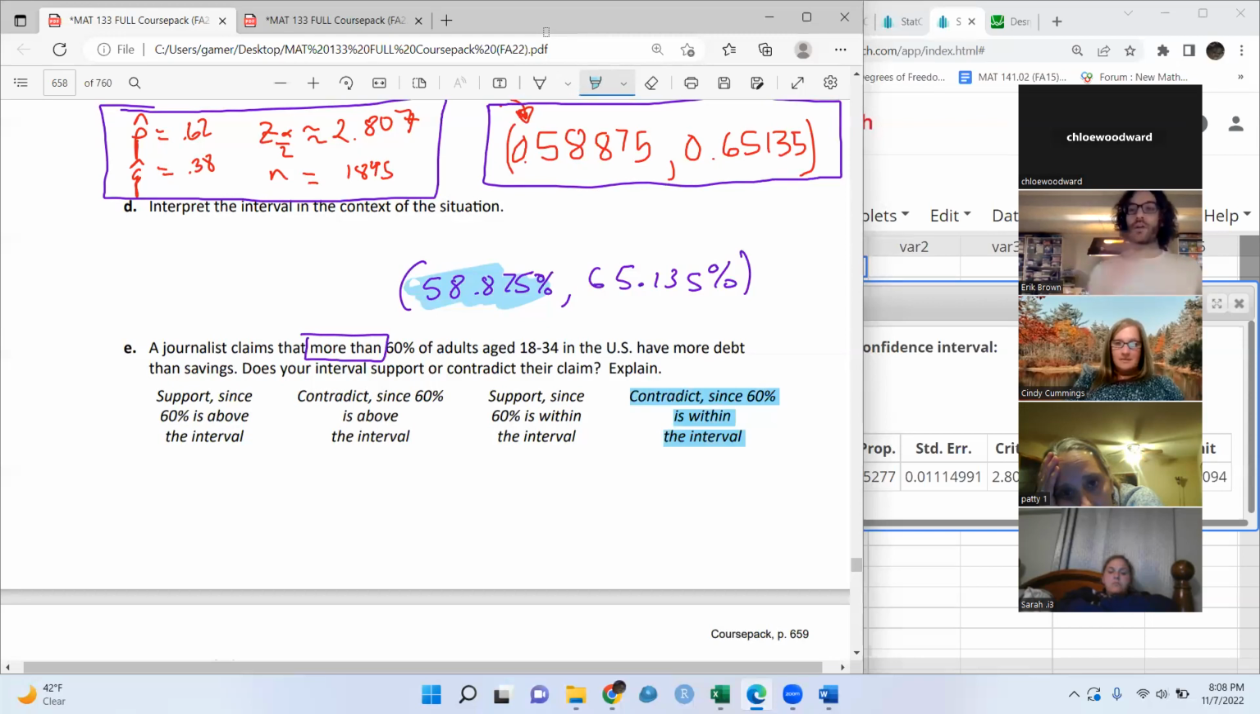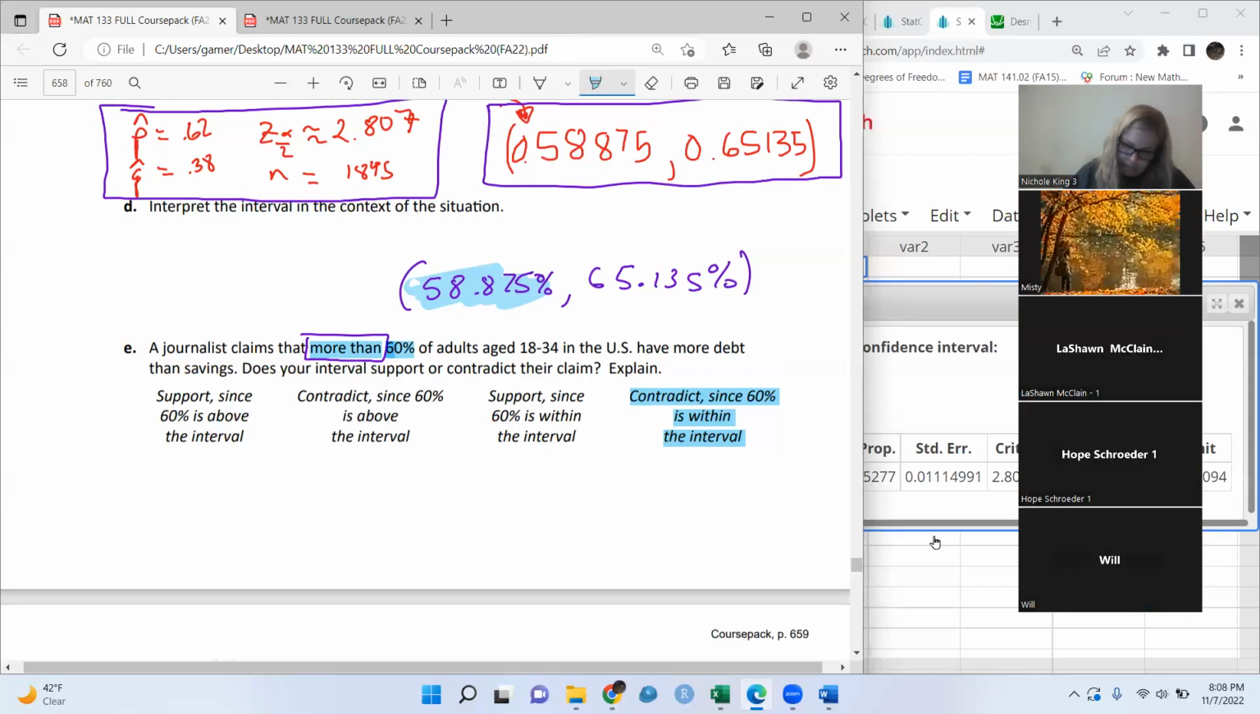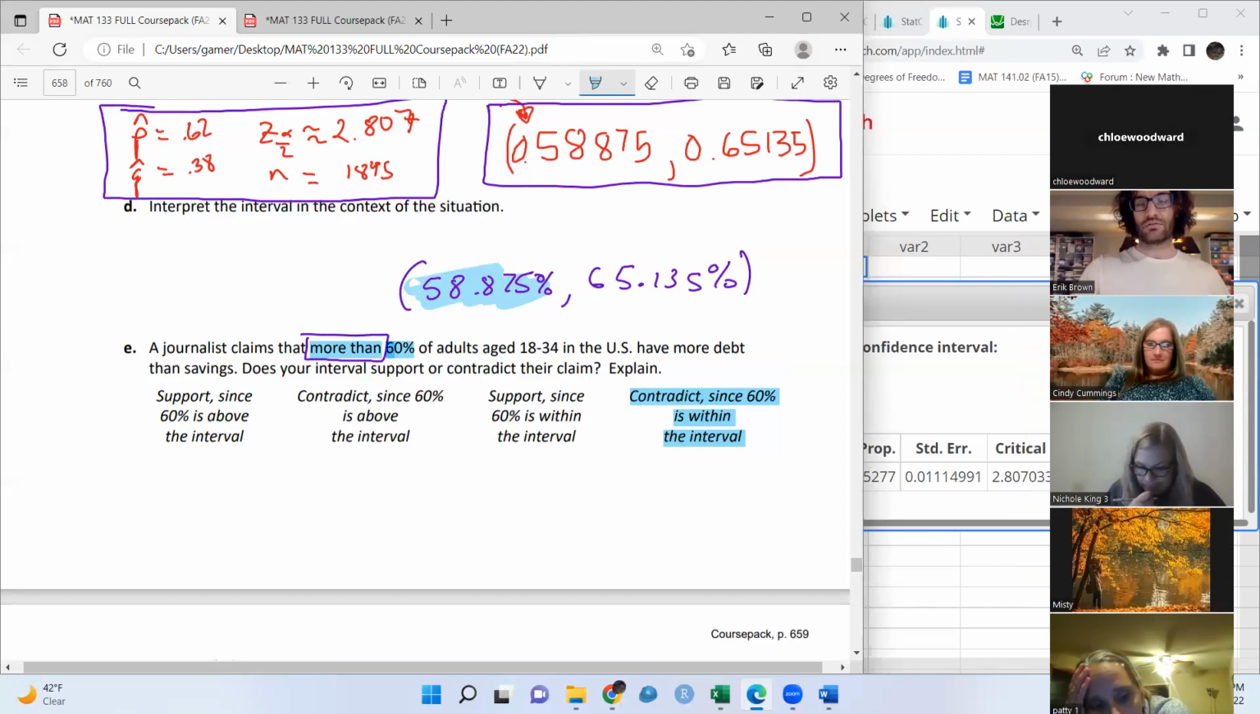Every single possible value for the true proportion has to be above the claimed value in order for a more than claim to be supported. It's tricky.